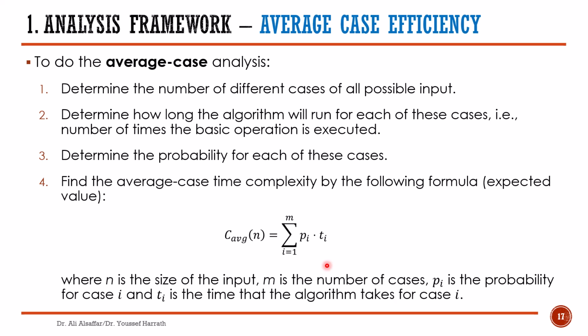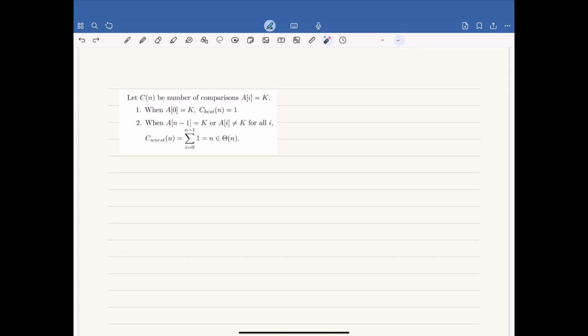Let us follow these steps to find the average case time complexity of the sequential search. To do the average case analysis for the sequential search algorithm, first we need to determine the number of different cases of all possible inputs of the algorithm. We have already found 2 cases, the best and worst cases. In the best case analysis, the algorithm makes one comparison, and this happens when the key is at the beginning of the array at index 0. And for the worst case analysis, the algorithm makes n comparisons, and this happens if the key is at the end of the array at index n-1, or if the key is not found in the array.